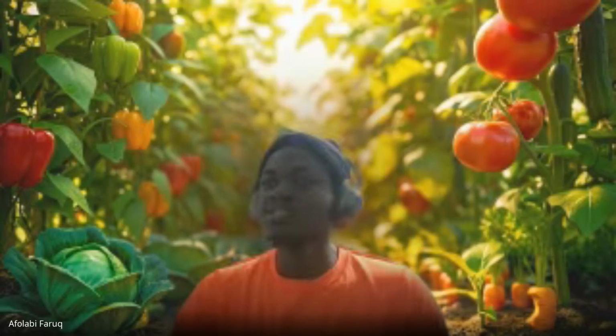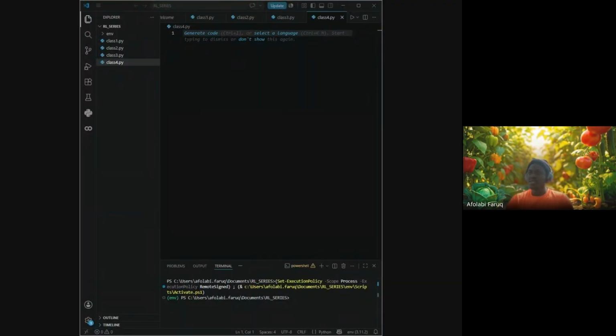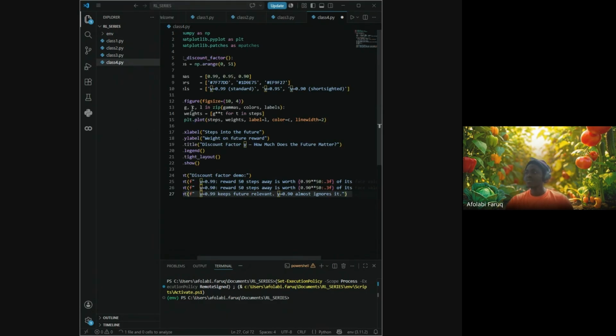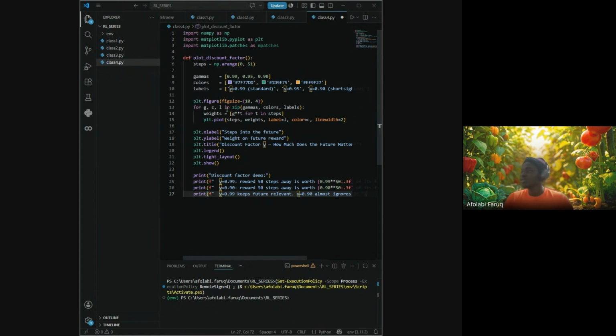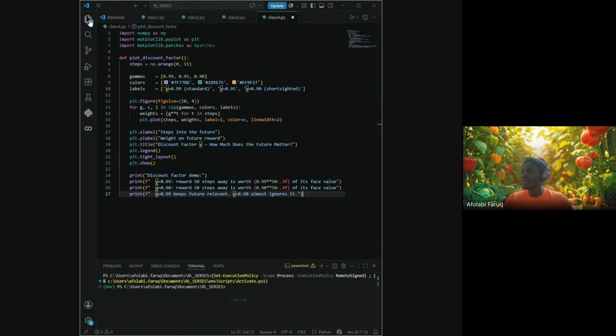The first thing we are going to look at when writing our code, like I've always said, is to import the required libraries. Here we are going to define a function that helps to plot the discounted rewards. If you look at this clearly, you realize that we have three different versions of the gamma, with a color and label for each of them.